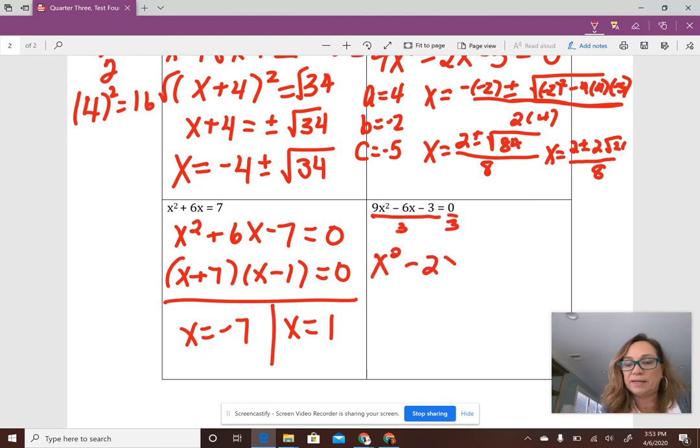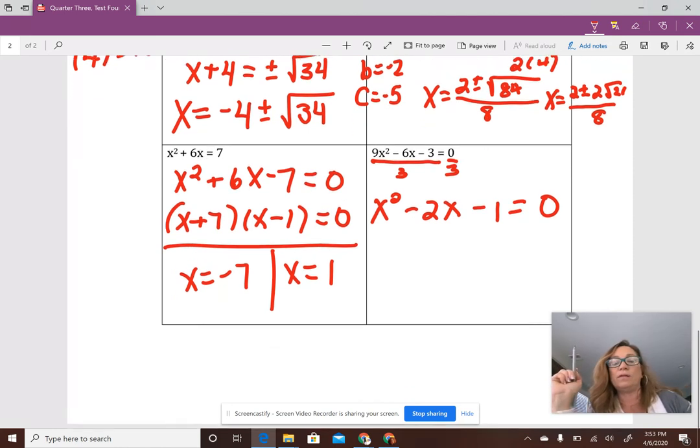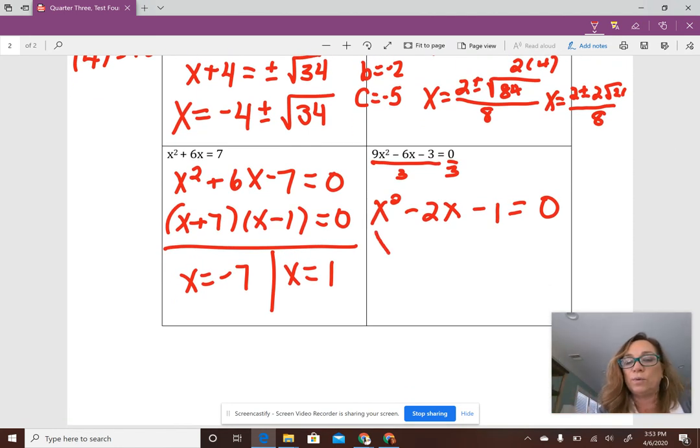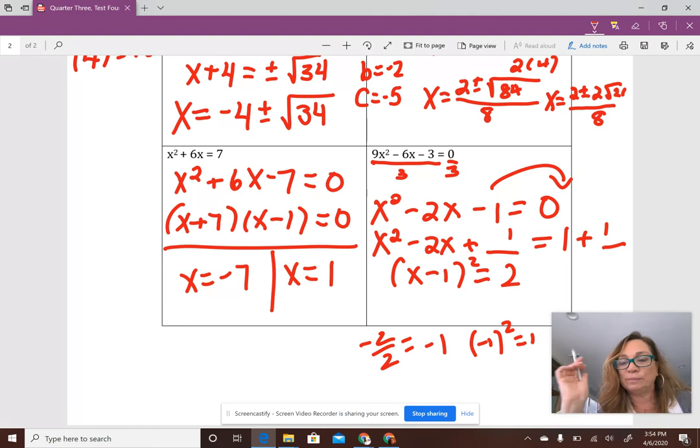X squared minus 2x minus 1 equals 0. And because that's a negative 1, this is not factorable. So I'm going to do completing the square. Move the 1 to the other side. 1 plus I don't know. Okay, half of negative 2. So negative 2 divided by 2 is negative 1. That's going to give me x minus 1 in my parentheses. Okay. Negative 1 squared equals 1. Add 1, add 1. 1 plus 1 is 2.